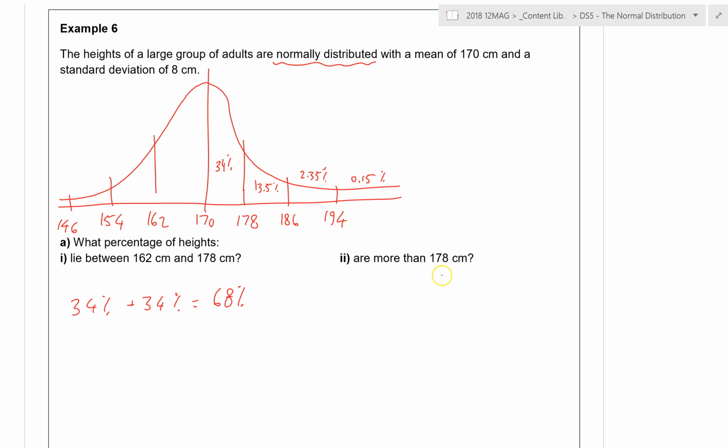What percent are more than 178? So that would be from here onwards, 13.5 plus 2.35% plus 0.15%. And what does that equal? I think that equals 16%. 16% of all scores I expect to be more than 178.